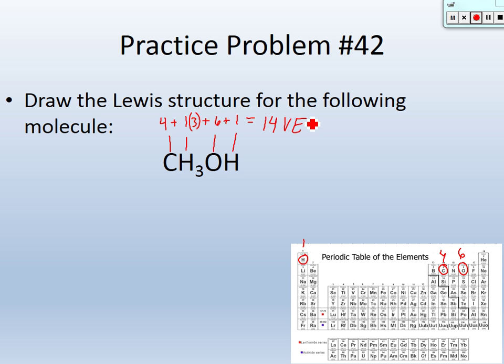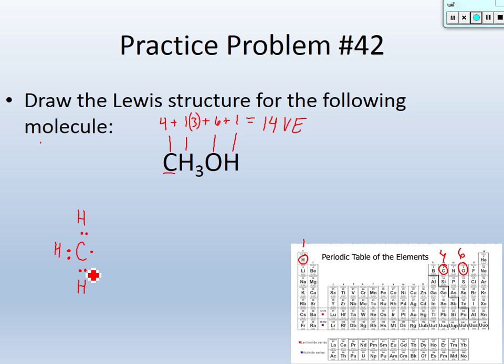Okay, let's decide which one goes in the middle. Carbon is always going to be our central atom. So let's draw its dot structure here. Carbon has 4 valence electrons. So I'm going to draw 4 dots around it. Okay, now let's fill in the outside atoms. I've got 3 hydrogens here. So it doesn't really matter where you draw them, but remember they bring 1 electron to share.